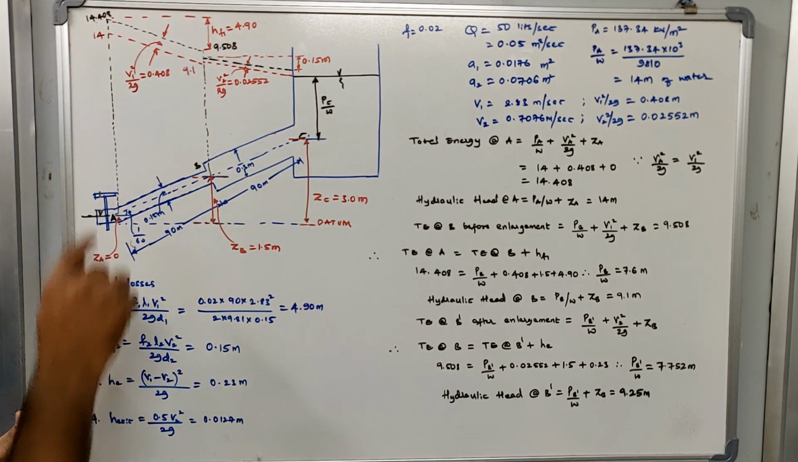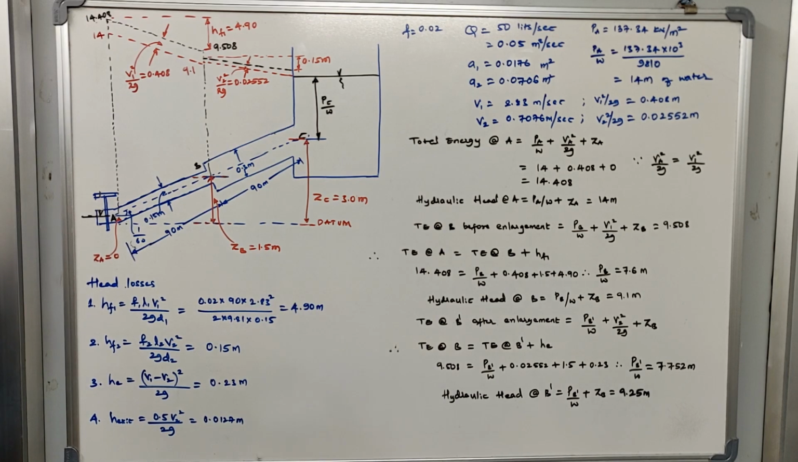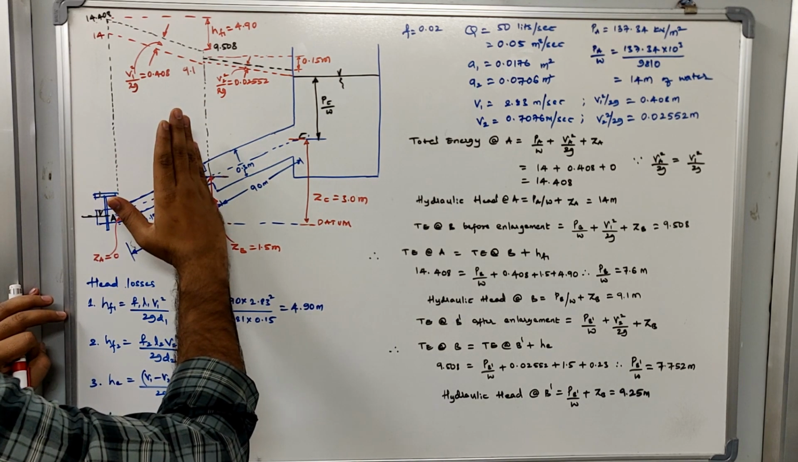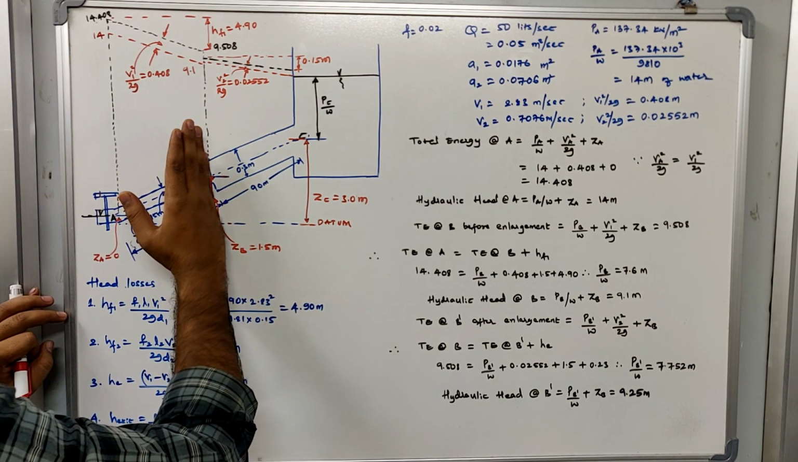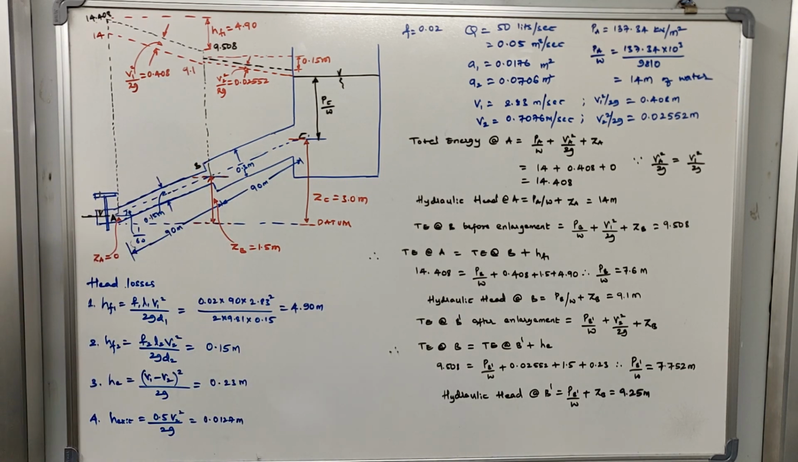So I have plotted these 2 points. I need to plot these 2 points. I have plotted it. Okay. Next, what I will do is calculate how much is the total energy before the enlargement, and I will also calculate how much is the total energy after the enlargement at point B. Okay. Let us do that.